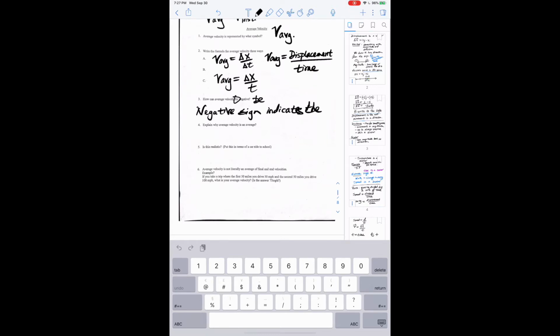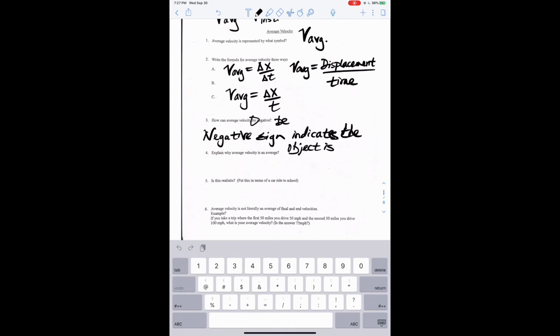Ugh. Let me see if I can get rid of this again. Jeez, I'm terrible at using this. Let's see. All right.